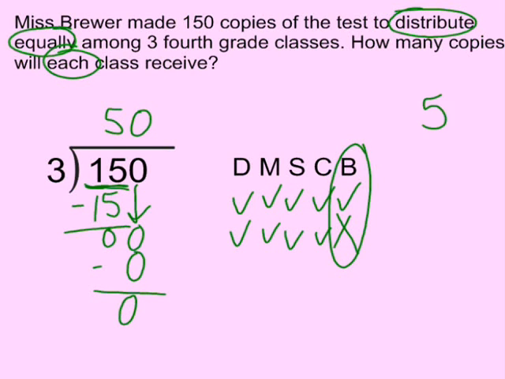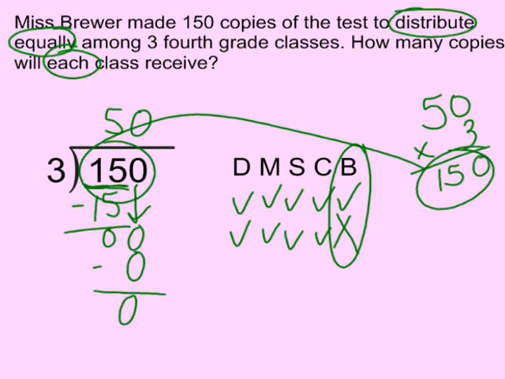Let's check our work. 50 times 3. 0 times 3 is 0. 3 times 5 is 15. So 150, 150. I know my problem's correct now.